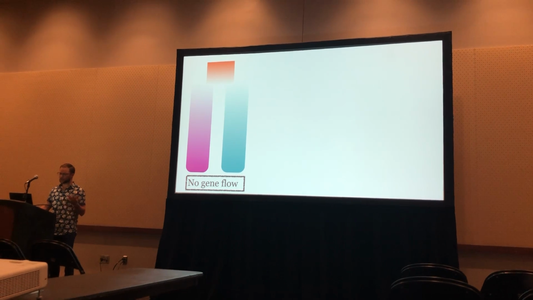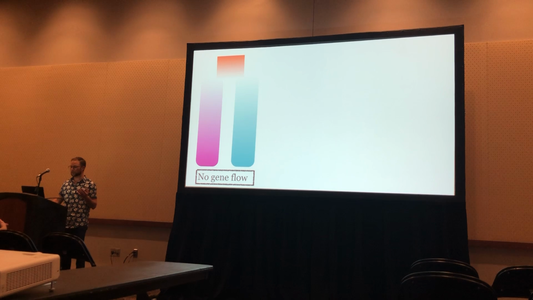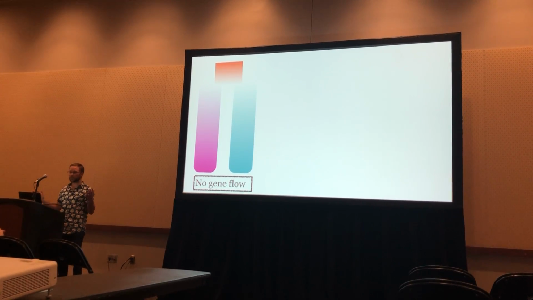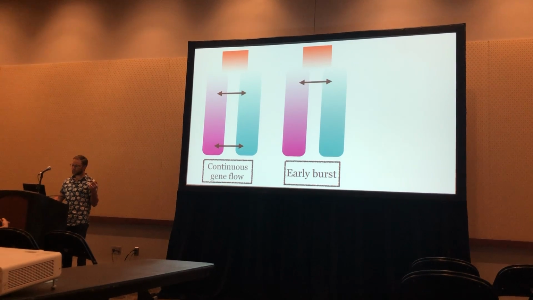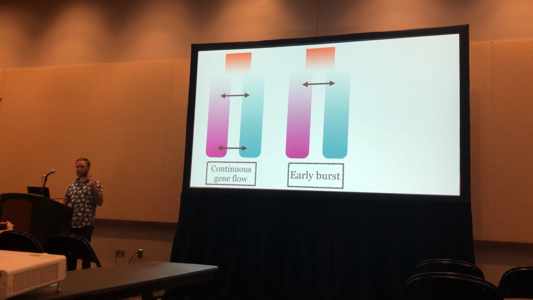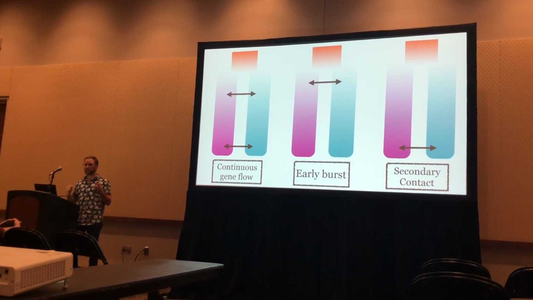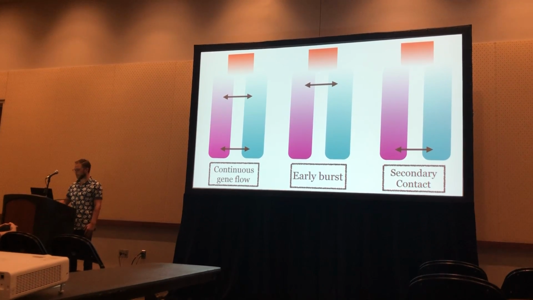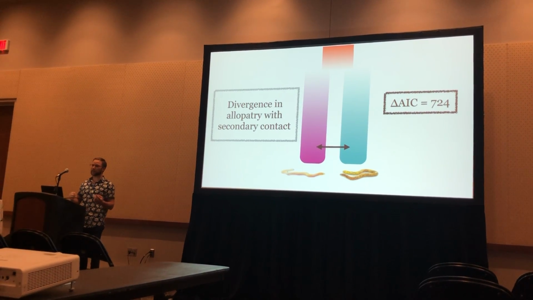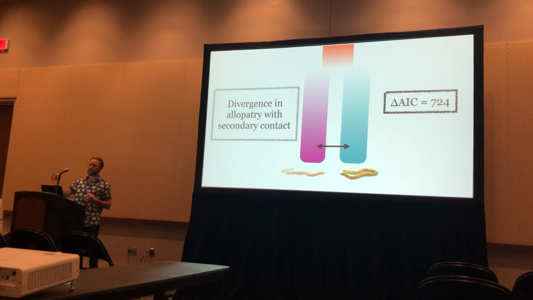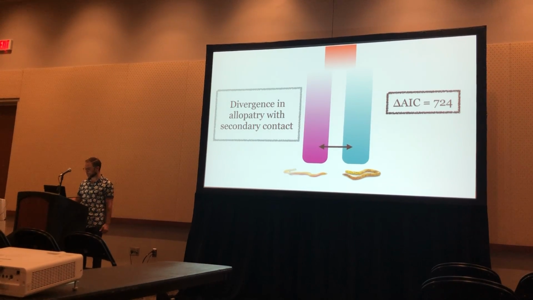And I tested a couple of simple hypotheses that varied in the level and timing of gene flow. So the first model was just divergence with no gene flow, then divergence with continuous gene flow, divergence with gene flow followed by a period of isolation, and then divergence in allopatry with secondary contact. And the best supported model was divergence in allopatry with secondary contact, and the parameters Dadi gave suggest that the secondary contact was in the recent past, and it was a strongly supported model.